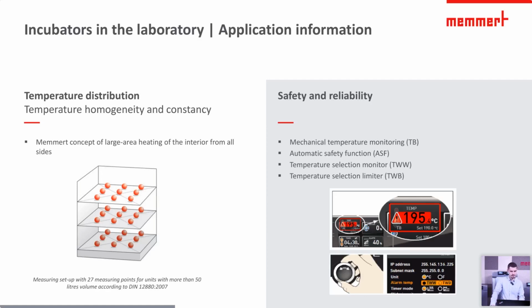Further, the temperature selection monitor TWW. If the manual set monitoring temperature is exceeded, the TWW takes over temperature and control starts regulation to the monitoring temperature. And finally, the temperature selection limiter. The TWB is only available if the control cabinet is equipped with 2 PT100 sensors, which is standard with the Plus model, or available with option A6 for single display. If the manually set monitoring temperature is exceeded, the TWB takes over the temperature control and switches off the heating.